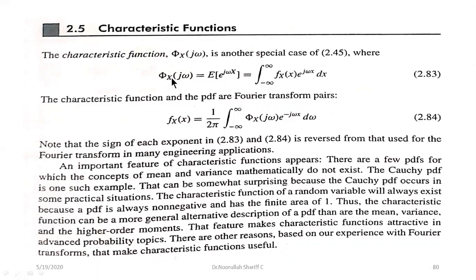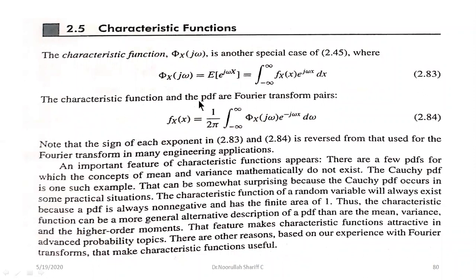So phi x of j omega is equal to the expectation of e to the power of j omega x. This is the expectation which we are talking about, and that is given by the integral from minus infinity to infinity of f x of x e to the power of j omega x dx. And the inverse of this we can write as f x of x is equal to 1 by 2 pi times the integral from minus infinity to infinity of phi x of j omega e to the power of minus j omega x d omega.